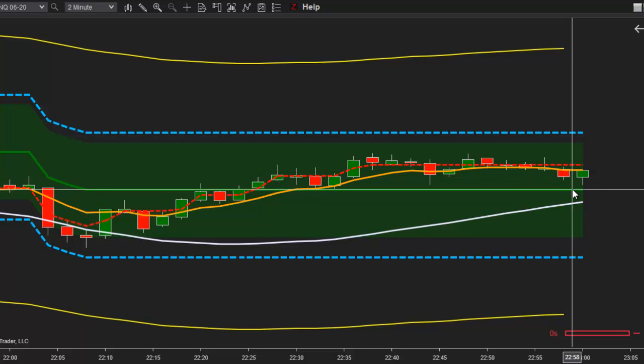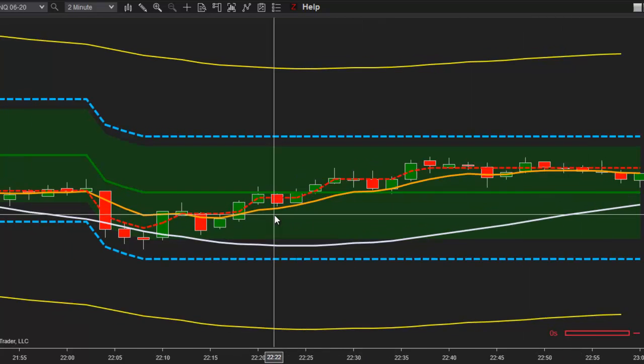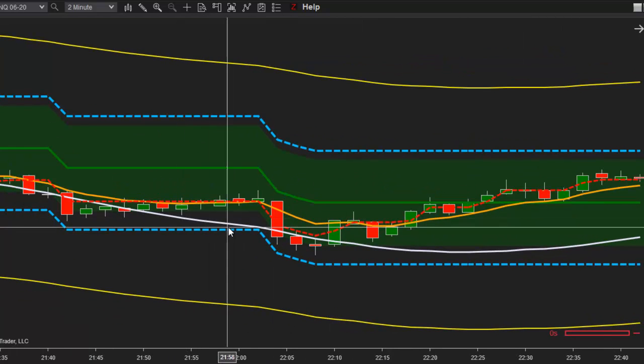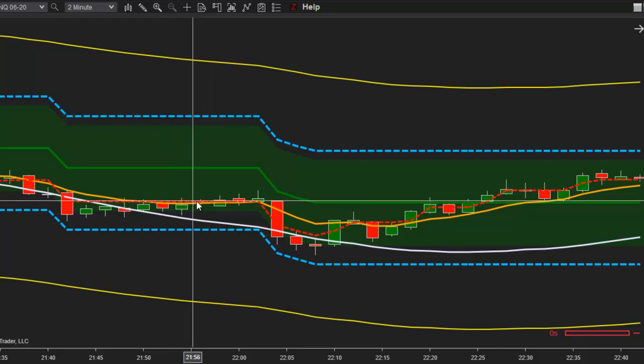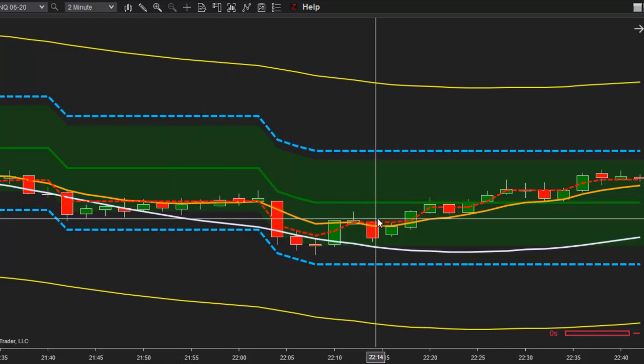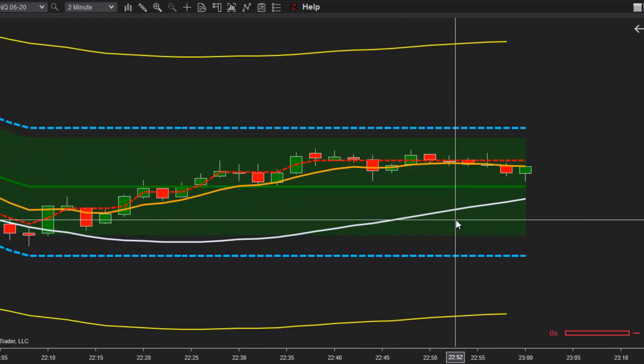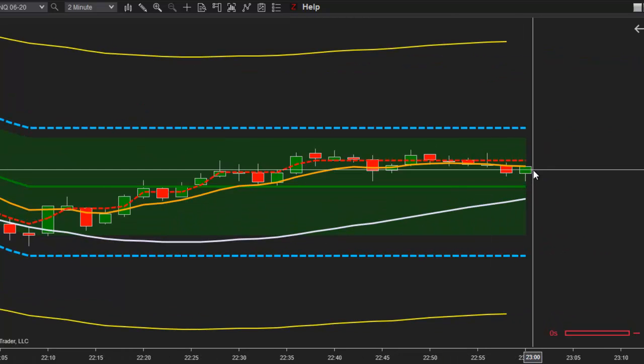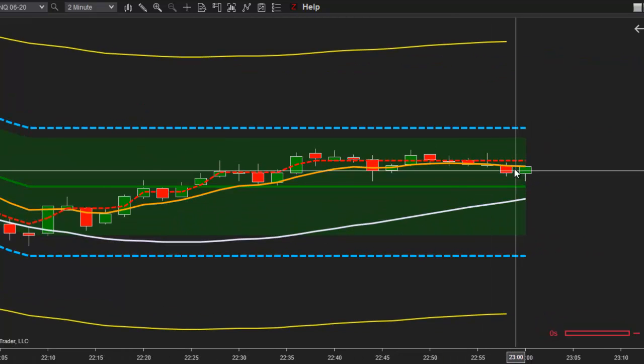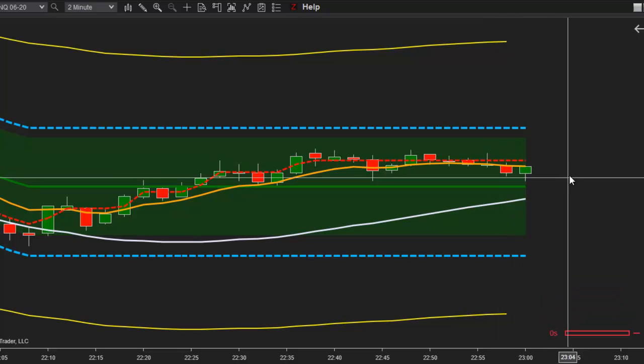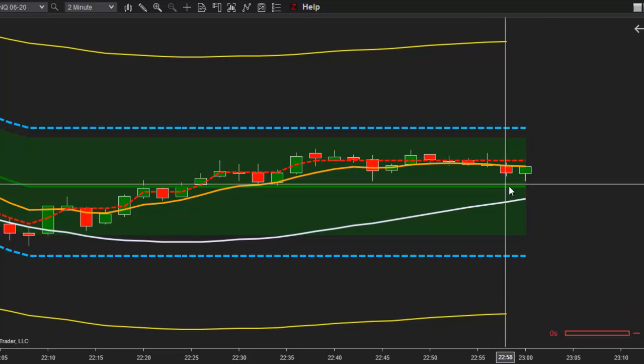8 is above the middle line, and the middle line is above the hold. So everything from this point and then from this point was long. And right now the market is saying I'm long. So any pullback right here is a good buy.